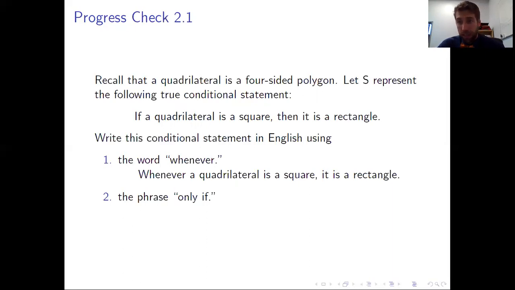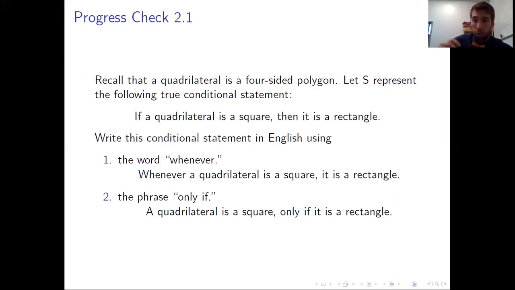How about the phrase only if? Like I said, this phrase tends to trip up students sometimes, so it's good to get it into your repertoire. A quadrilateral is a square only if it is a rectangle. You think of it as: it's a square means that you get the rectangle part brought along with it.